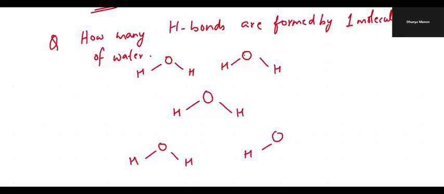Now, in this, hydrogen can form a hydrogen bond with oxygen, right? Similarly, this hydrogen can also form a hydrogen bond here. This oxygen can form a hydrogen bond with this hydrogen. Similarly, this hydrogen can form a hydrogen bond with oxygen. So, if I'm checking one molecule, this is one molecule.